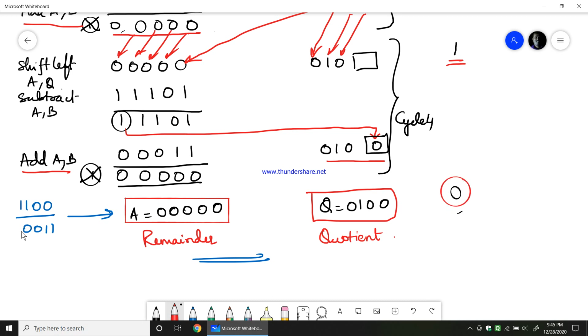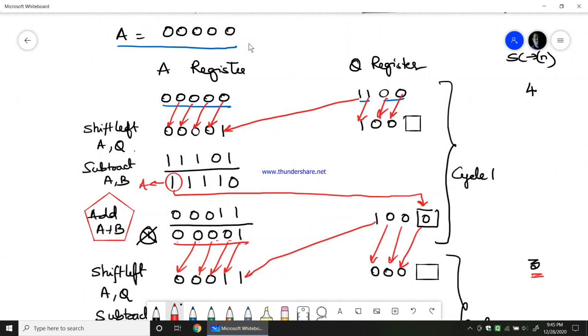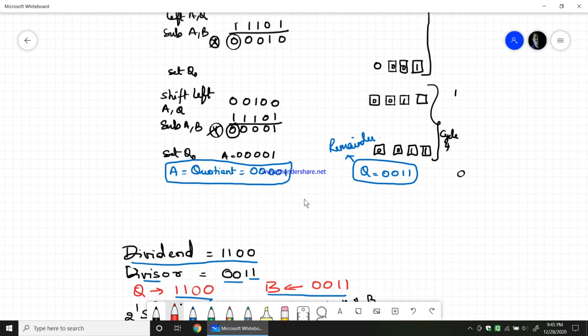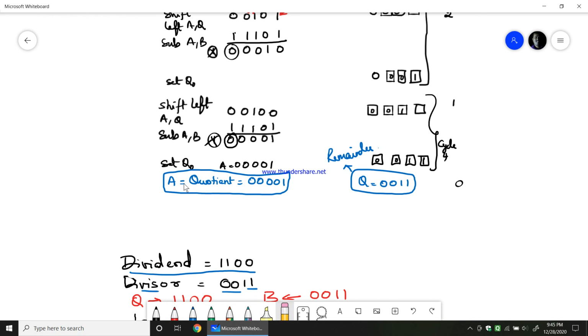Therefore, whatever value we have got, A is the remainder and Q is the quotient. Even in the previous problem, I think while telling I said it the wrong way round. This is the remainder, this is the remainder that we get. And Q is for quotient. I think I have assigned Q for that only. Q is the quotient value.